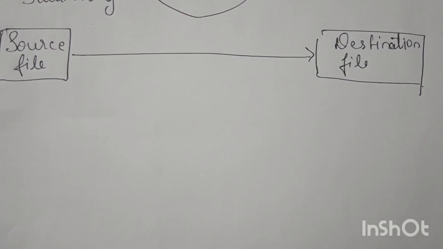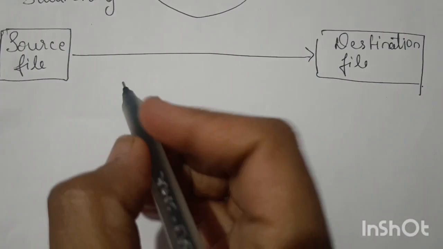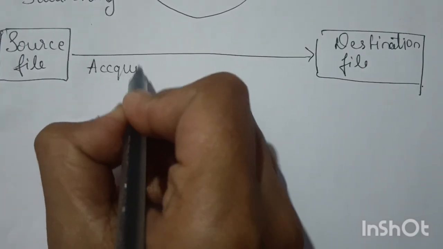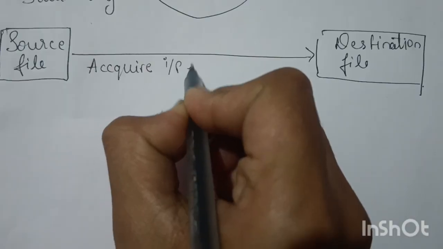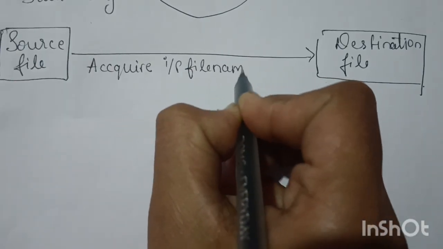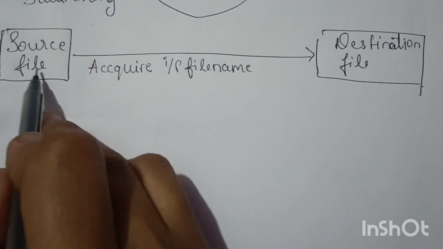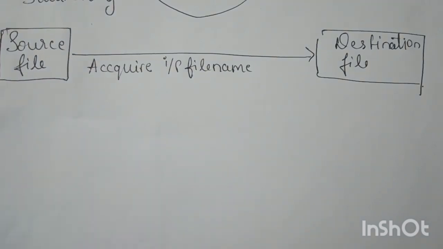First, what system calls will be called here? The first thing you do is know what the input file is that needs to be copied, or what the file name is. You should know from which file name to copy the content first. So the first system call will be acquiring the input file name. You should know the file name of the source file from which the content needs to be copied.